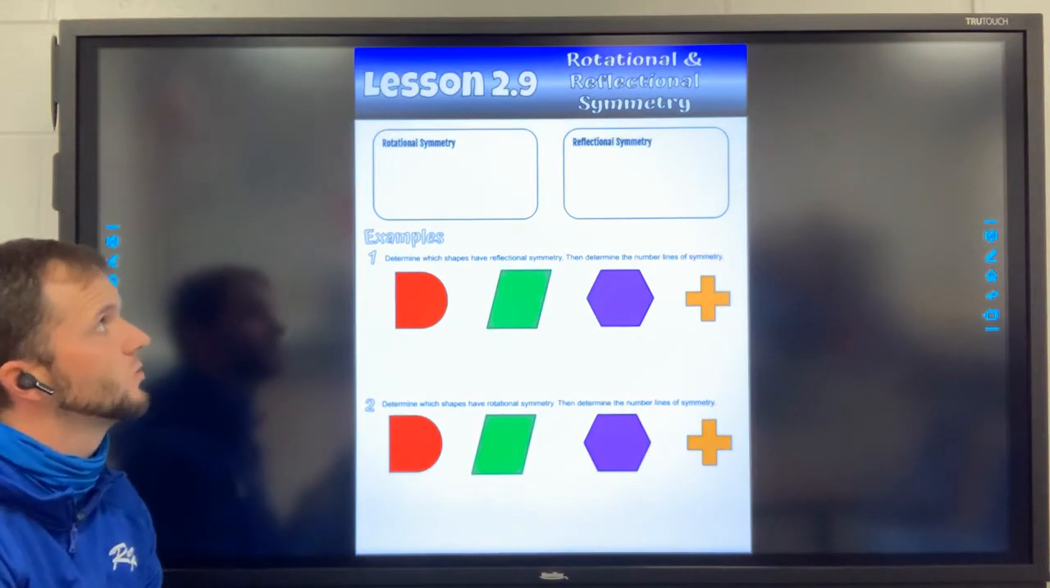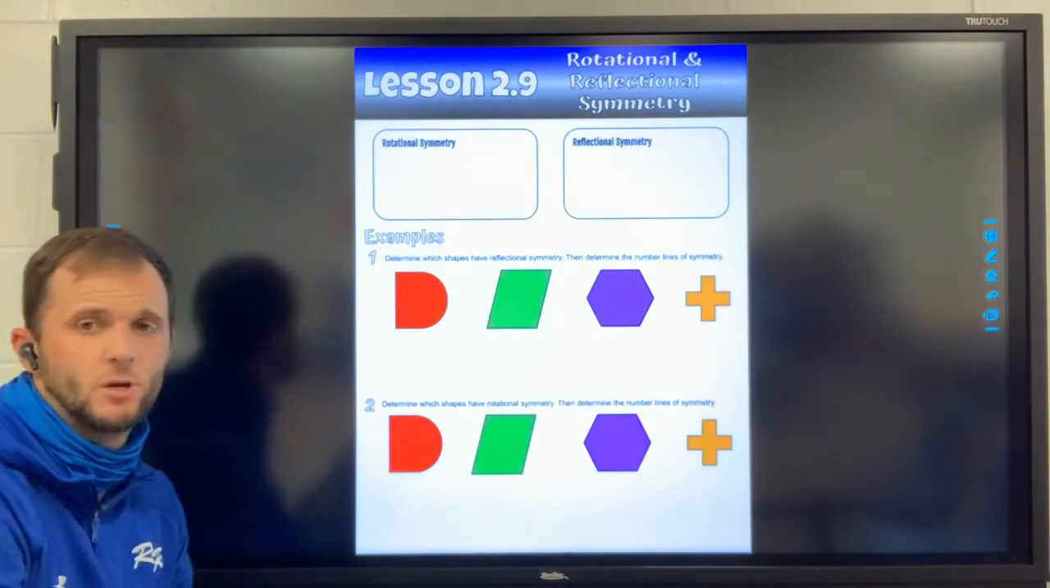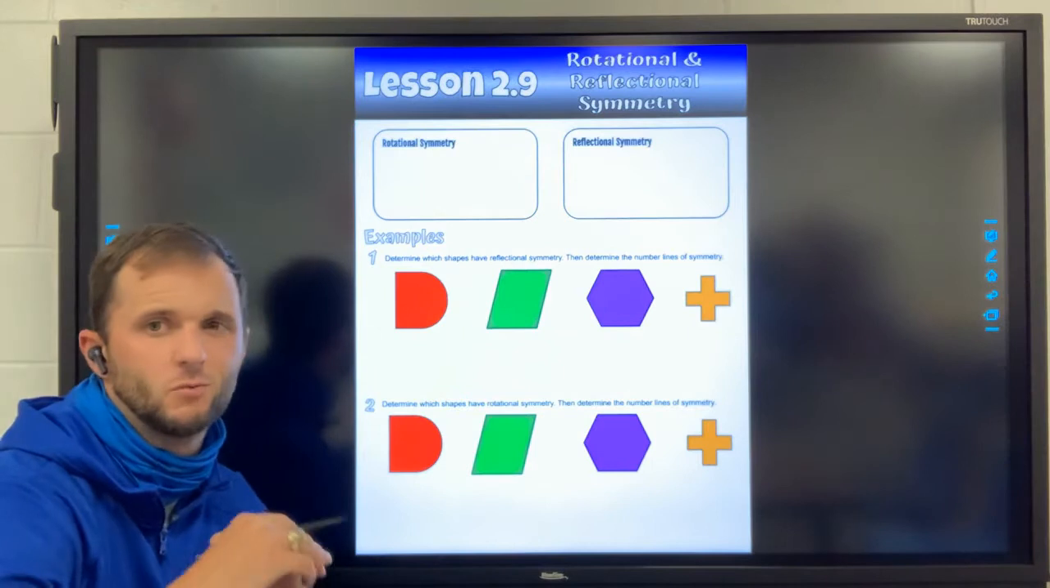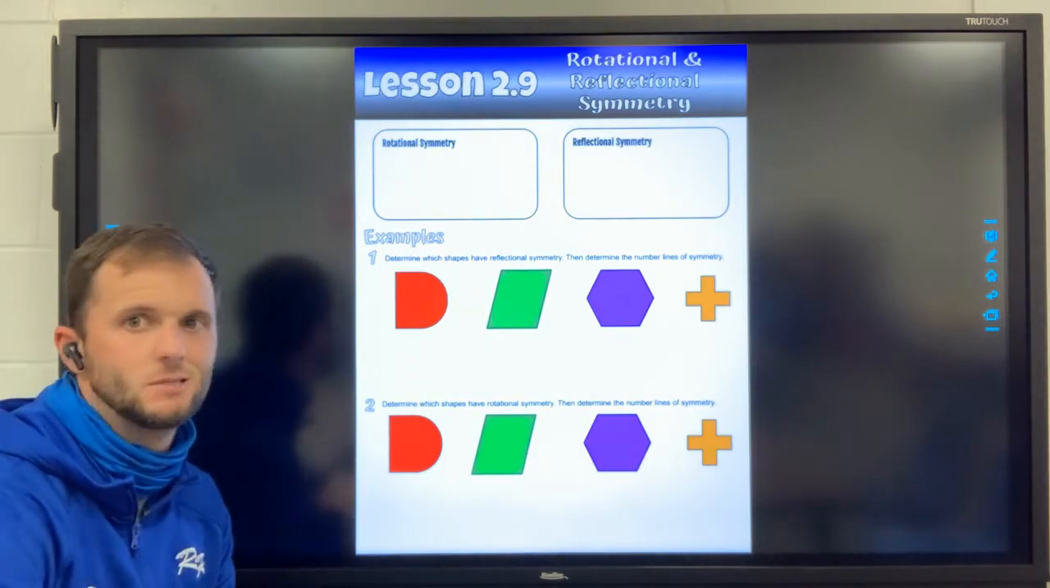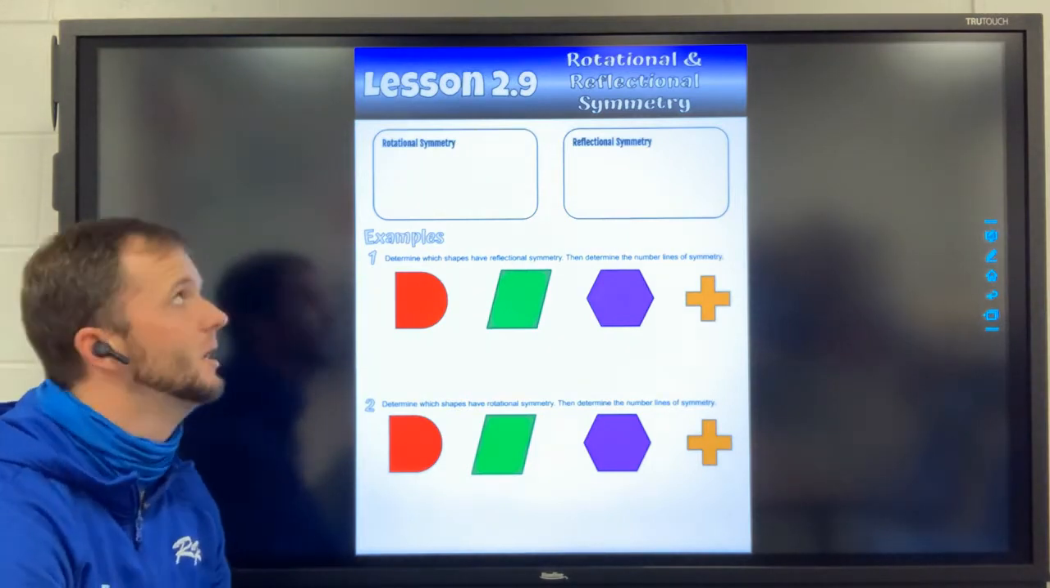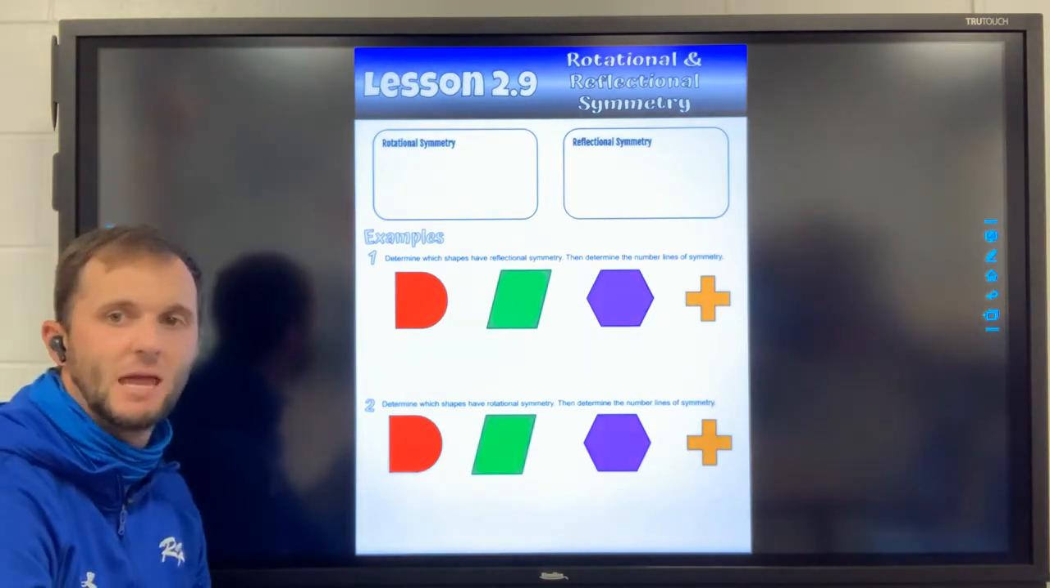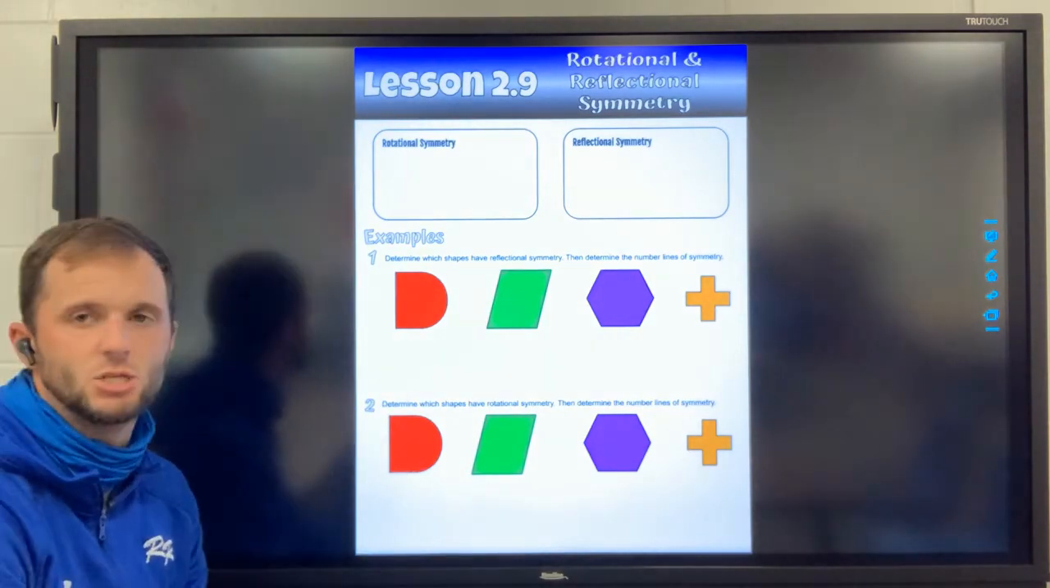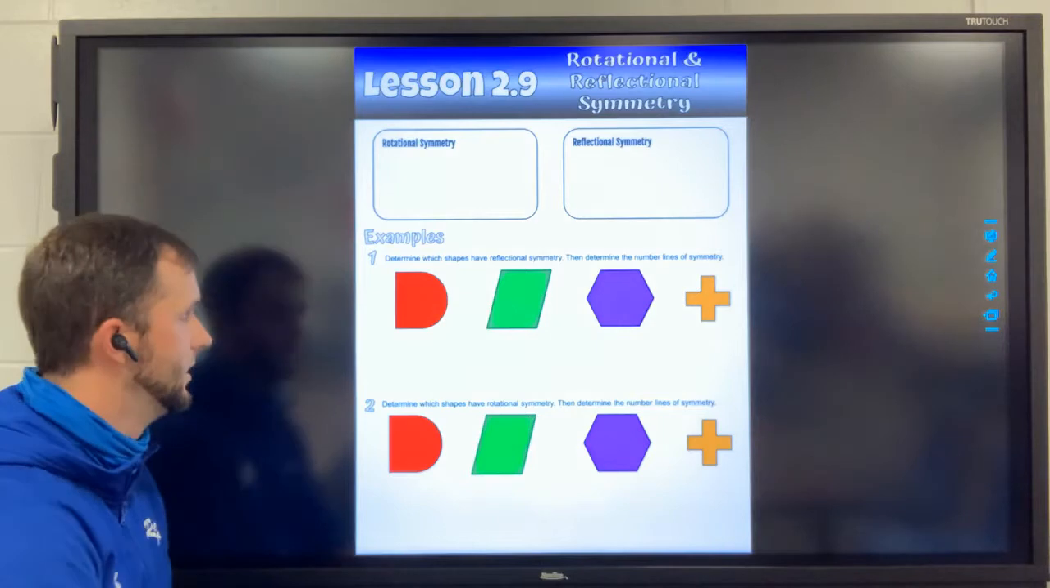10.9. This is rotational and reflectional symmetry. So we've been dealing with all this stuff with rotations and dilations and transformations in general. Now we're going to look at some shapes and determine if they have rotational and reflectional symmetry. So let's go ahead and dive in.